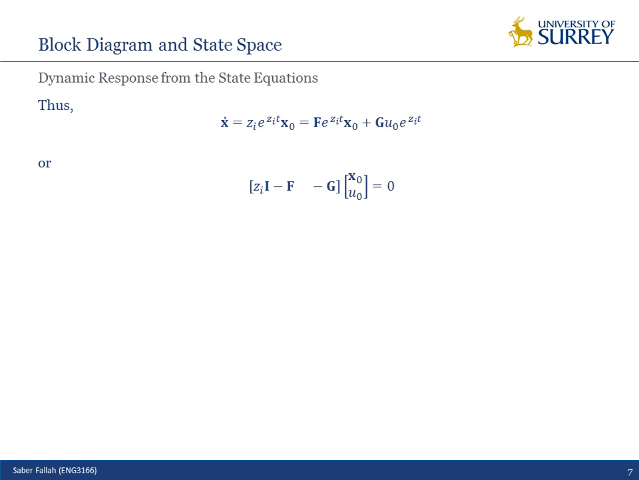If I want to reshape this one in the matrix format, I can write it like this: [zi I minus f, minus g] times [x naught, u naught] equal to 0. If you do this multiplication, the first element will be zi I minus f multiplied by x naught, this part, minus g multiplied by u naught, this part, equal to 0. Okay? I just reshaped this relation in the matrix format.